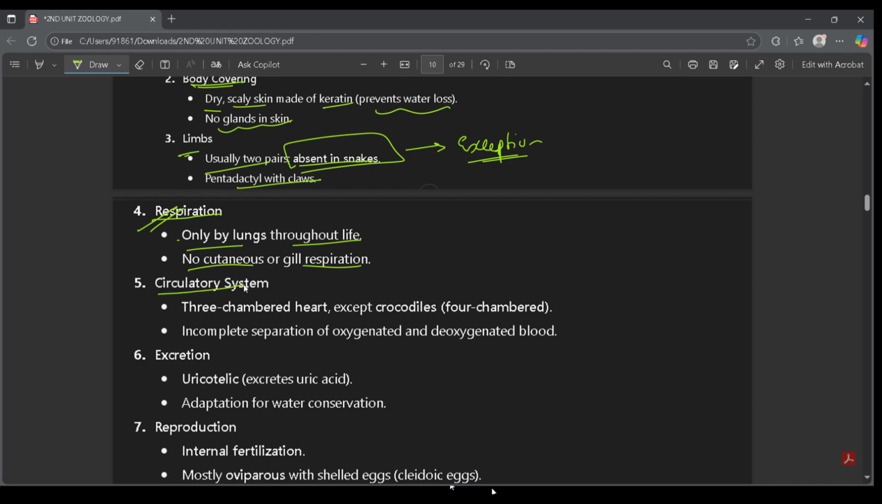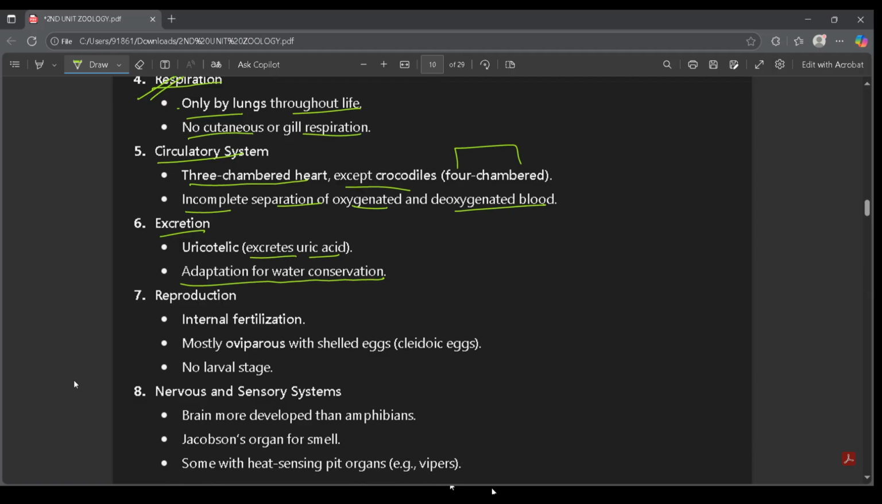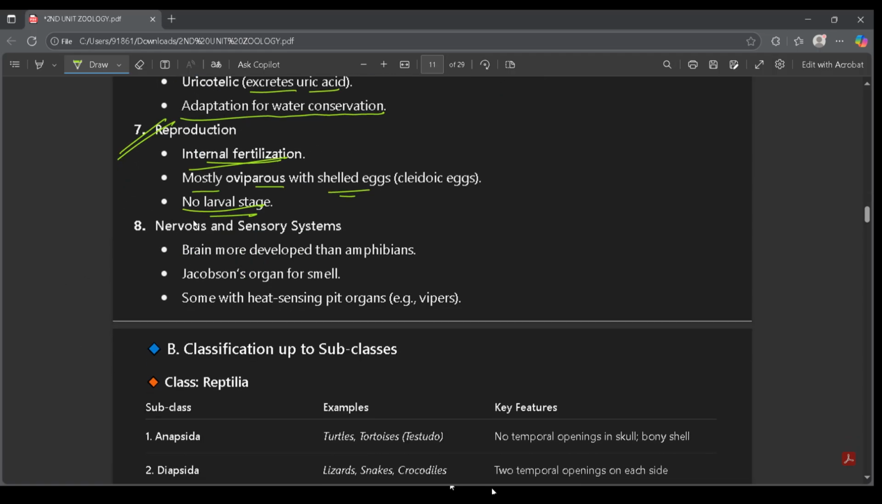Number five, we discuss the circulatory system. They have a three-chambered heart, except the crocodile, which actually has a four-chambered heart. They have incomplete separation of oxygenated and deoxygenated blood. Number six being excretion. They excrete uric acid, an adaptation for water conservation. Number seven being reproduction. They have internal fertilization, mostly oviparous with shelled eggs, and there is no larval stage in this process.